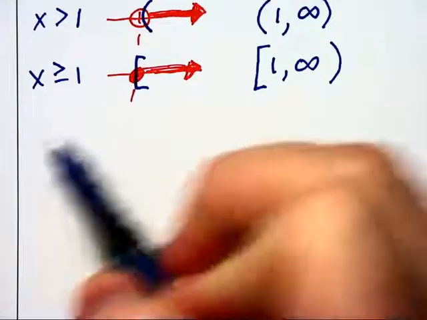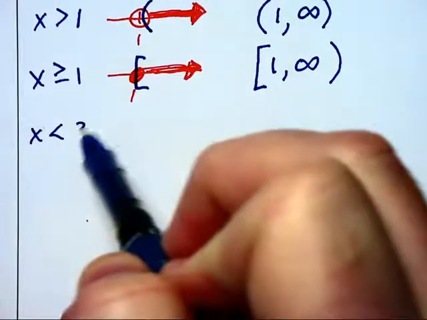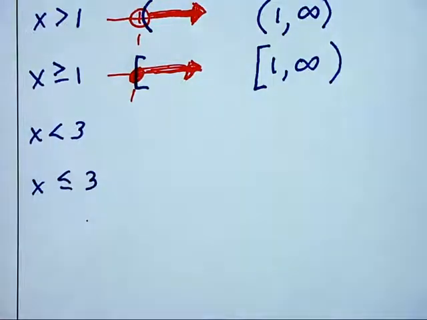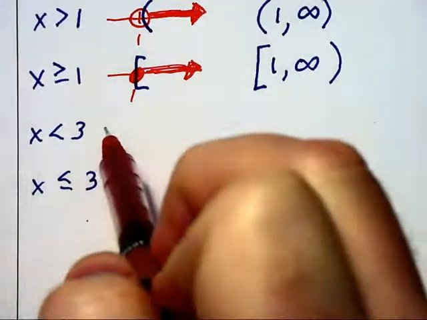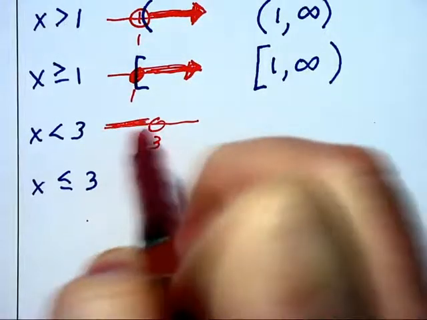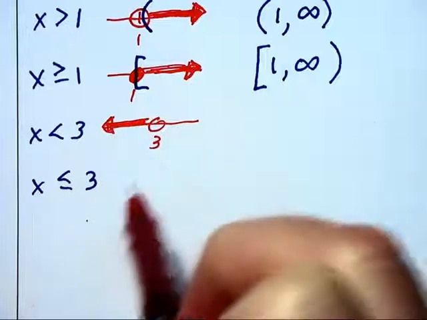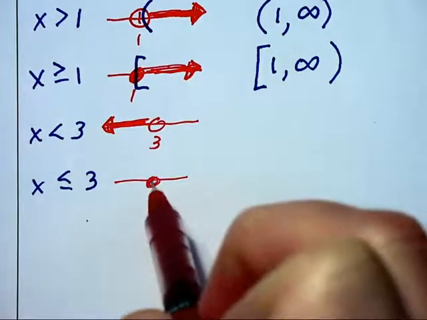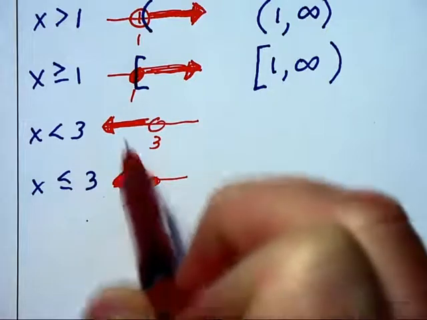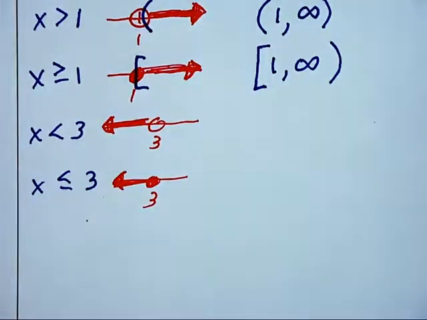Now let's look at x is less than 3 and x is less than or equal to 3. On the number line, again, we would have open circles at 3, shading to the left for the less than graph, and a filled in circle at 3, shading to the left for the less than or equal to.